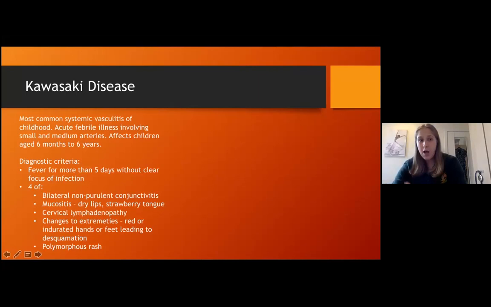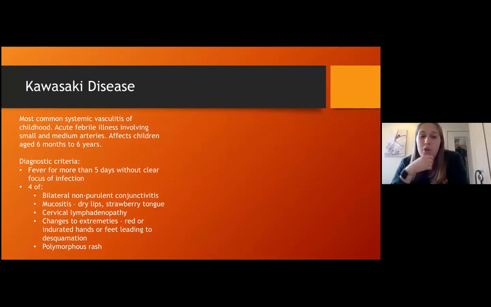So this is the most common systemic vasculitis in childhood. It's an acute febrile illness involving the small and medium arteries, and is most common in children between 6 months and 6 years. So to diagnose this, you need a fever for more than 5 days, like we said before, and you won't have a clear focus of infection, so you won't be able to put that down to anything else. So you definitely need that, and then need 4 of the following 5.